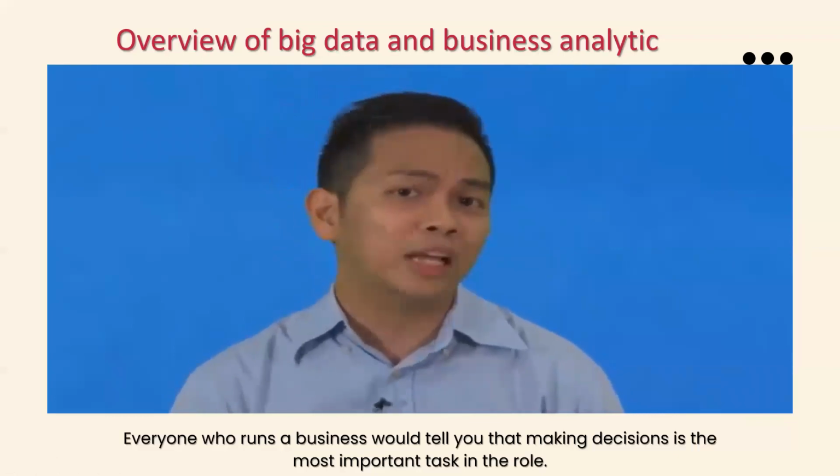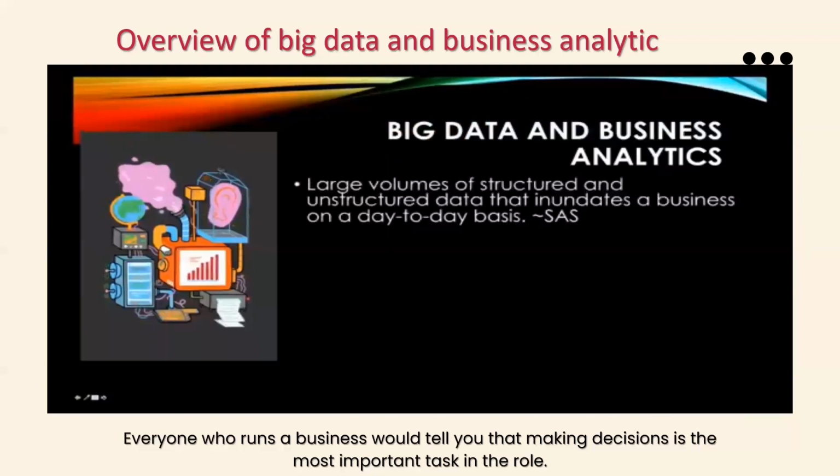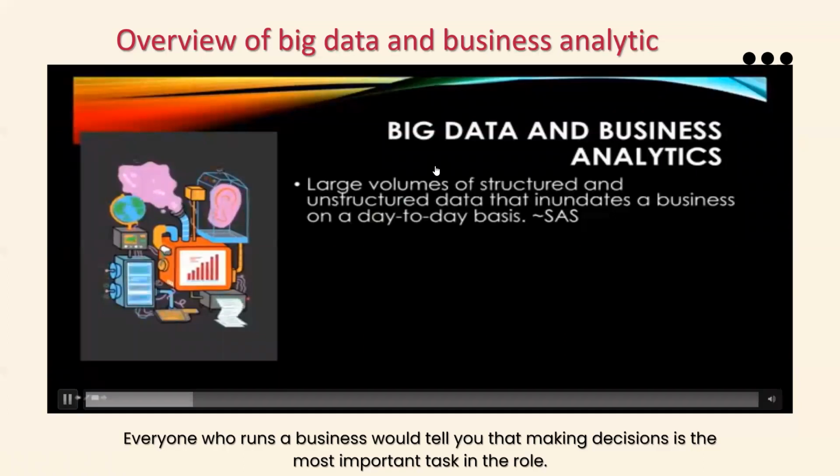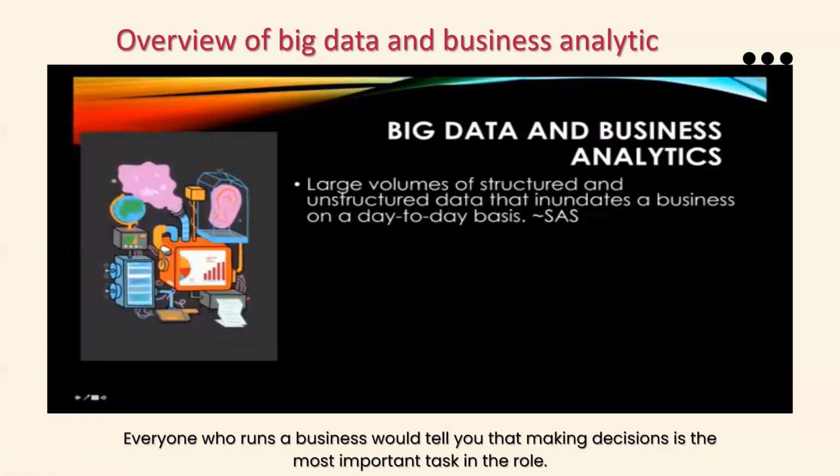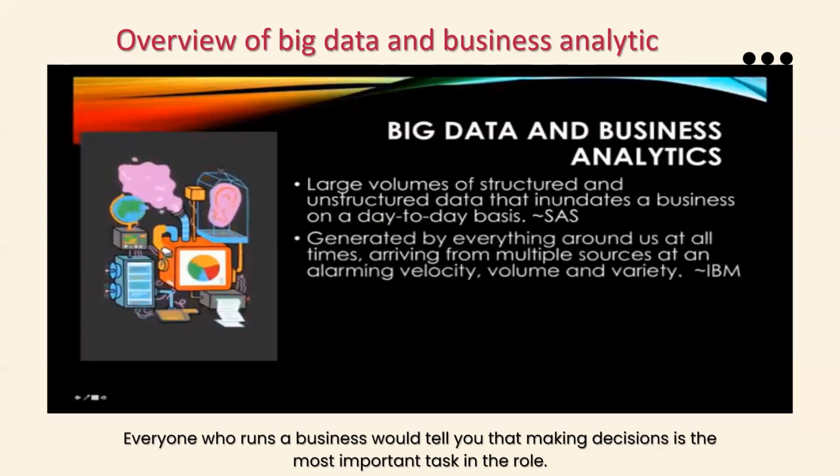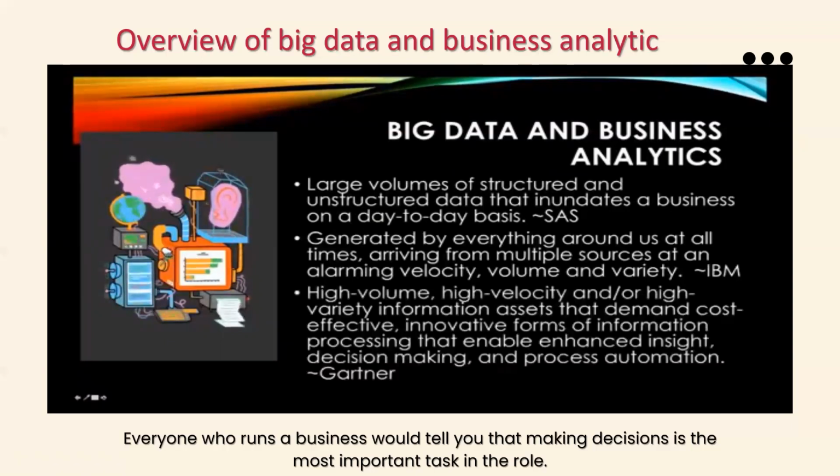So moving on, the funny thing about big data is that there are several different definitions from different companies. We'll be looking at some of them. From SAS, this includes large volumes of structured and unstructured data that inundates a business on a day-to-day basis. For IBM, however, they're saying that it is generated everywhere around us at all times, arriving from multiple sources at alarming velocity, volume, and variety. However, Gartner looks at high volume, high velocity, and high variety of information assets that demand cost-effective and innovative methods for us to deliver good quality data.